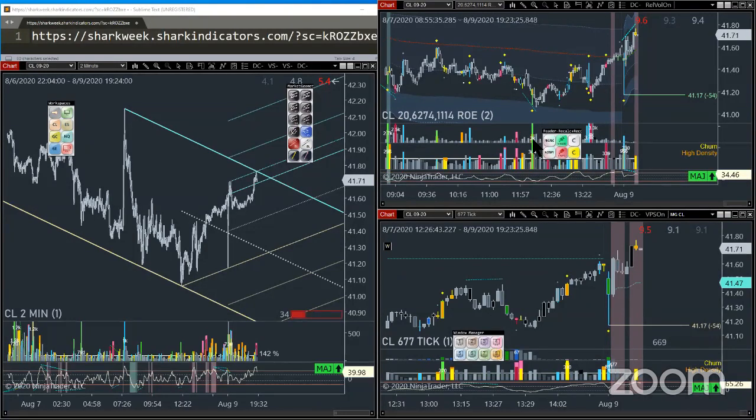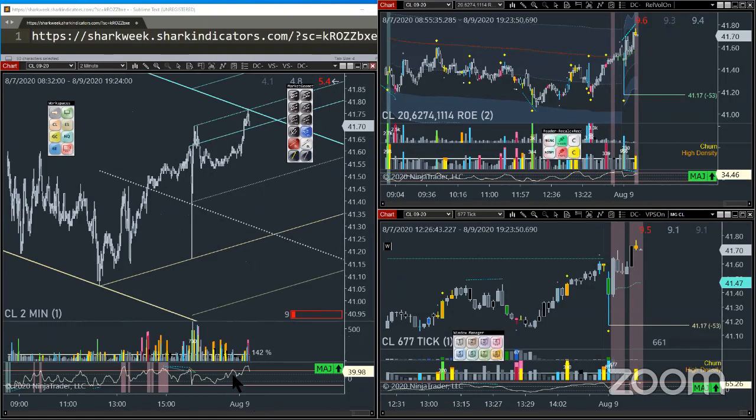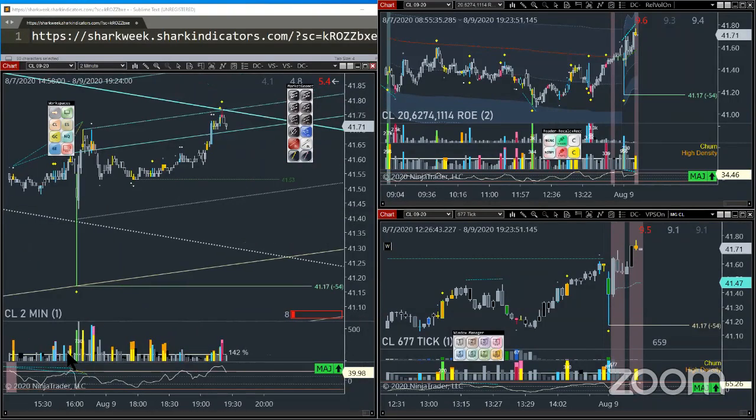If I wasn't so tired, I'd probably be thinking about going short right now. You've got a churn bar on the tick one. Look at that. Big churn bar. Big churn bar on the row two. You've got double momentum divergence. You've got volume divergence on the row one. And you've got volume divergence on the 2 minute. It's just not really showing up because it's so spread out. Yeah, look at that.